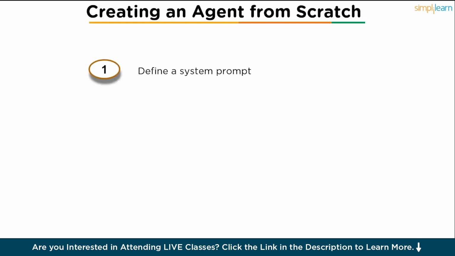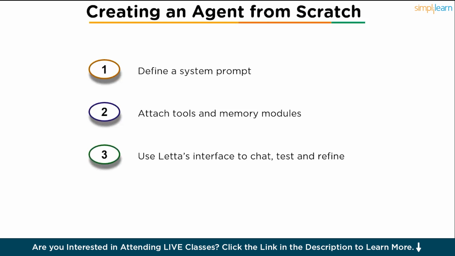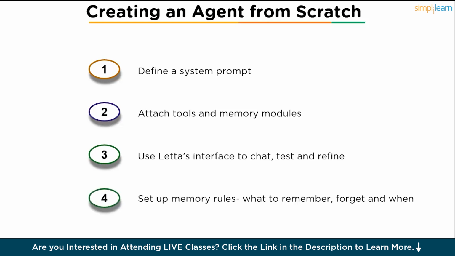First one being define system prompts, which is to shape the agent's personality and objective. Second one is to attach tools and memory modules, which is to equip the agents with functional capabilities. Then we have test and refine response using Letta's interface. Then we have set memory loose, which is customizing what to save, update, or forget. This process ensures the creation of adaptive agents ready to perform complex tasks.